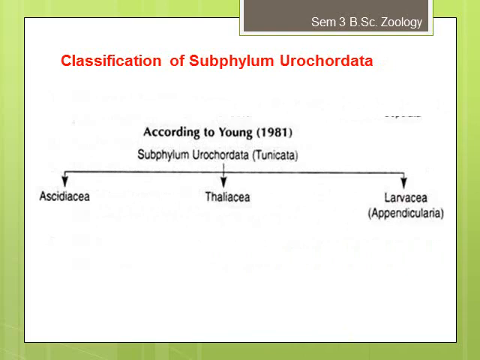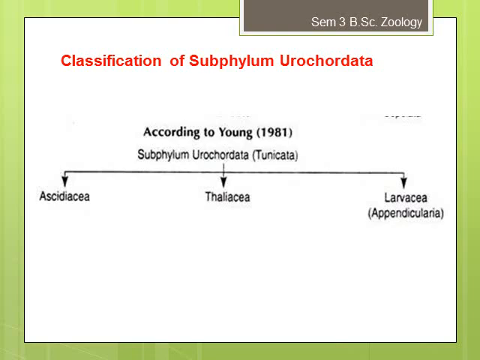Now the classification. There have been classifications put forward by many scientists starting from 1891, and here I'm just including a classification which suits what is given in your syllabus. So don't go upon the scientists, it is just the classes which we are more concerned about. So subphylum Urochordata is classified into three classes: class Ascidiacea, class Thaliacea, and class Larvacea. Larvacea is also known as Appendicularia. So these are the three classes designated under subphylum Urochordata.